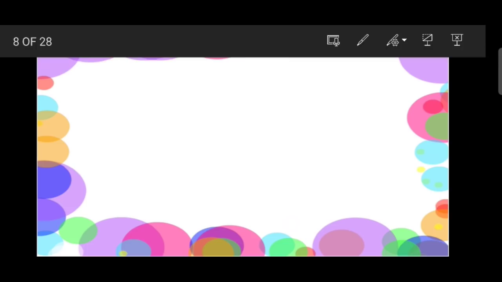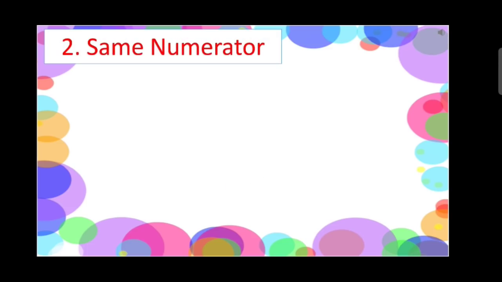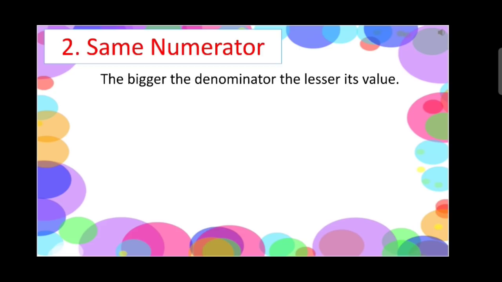Okay, another. Number 2, same numerator. In same numerator, the bigger the denominator, the lesser its value. Di ba kanina, same denominator. Ngayon naman po, same numerator. Ibig sabihin, same sila ng numerator pero magkaiba ng denominator. So, kung ganon naman po, kapag nakita nyo yung denominator ay malaki, maliit po yung value nun. Okay po, sige, for example po. 10 over 3, then 10 over 6.